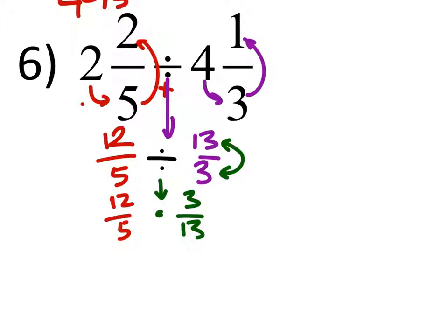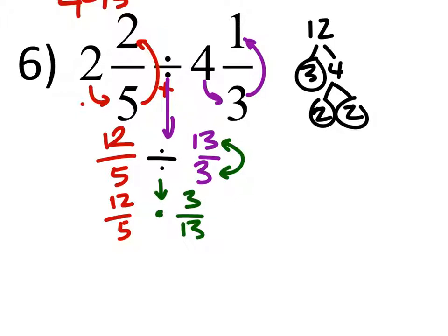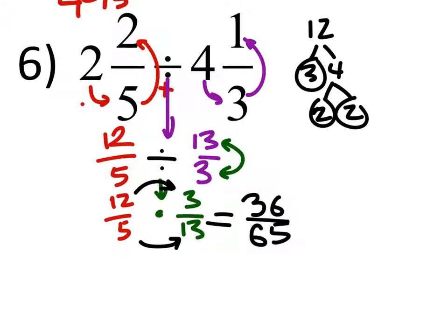12 could be split up, but it doesn't look like it's going to split up into anything like 5 and 13. 12 splits up into 3 and 4, and 4 splits up into 2 and 2. So none of those are going to cancel with the 5 and the 13, both of which are prime. So this ends up being just 12 times 3, which is 36, divided by 5 times 13, which would be 65. That can't be changed into a mixed number because the numerator is smaller than the denominator, so this is a proper fraction. And that's as far as we can take that one.